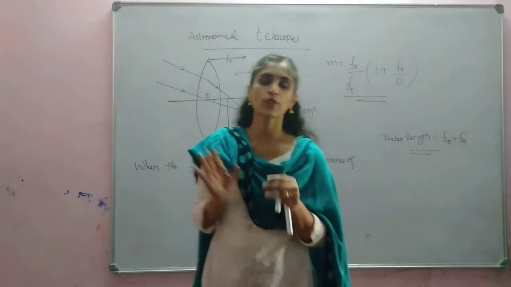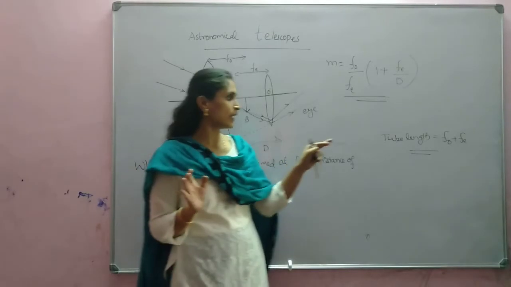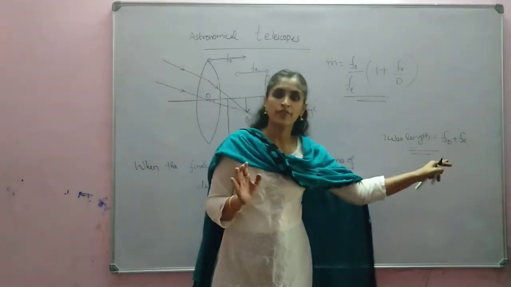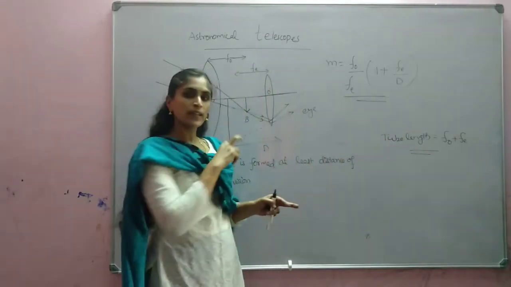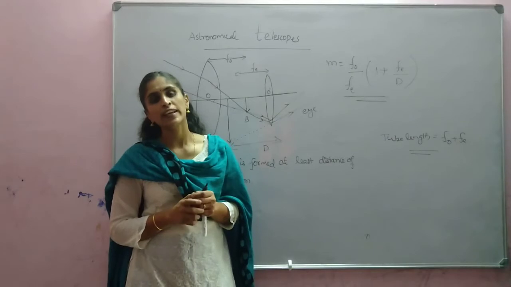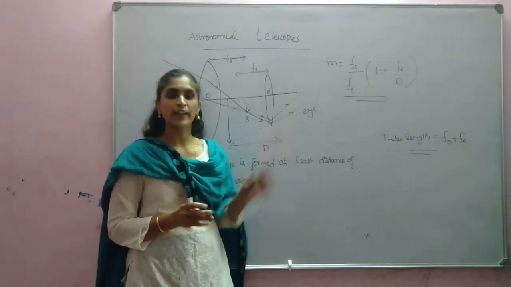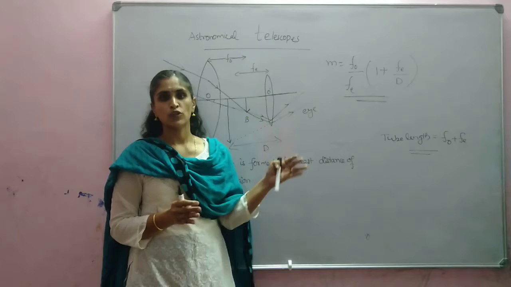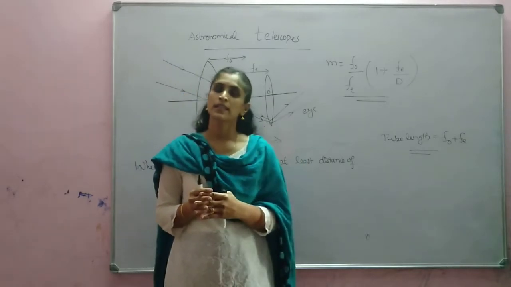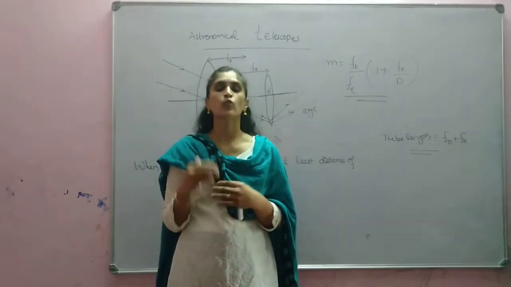In that case, the total tube length will be given by Fo plus Fe plus 4 times the focal length of the erecting lens. Is it clear? So this is all about the refracting telescope, the astronomical telescope and the terrestrial telescope, and now we will discuss the reflecting telescope.